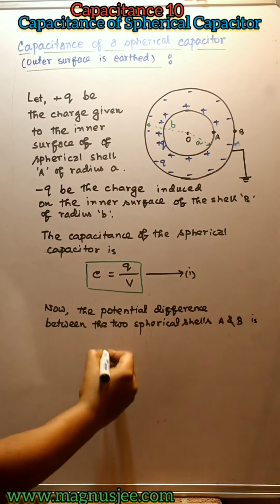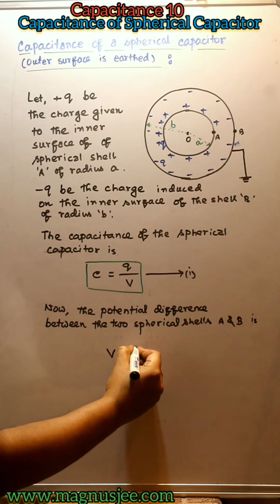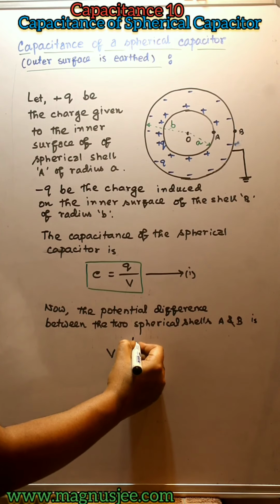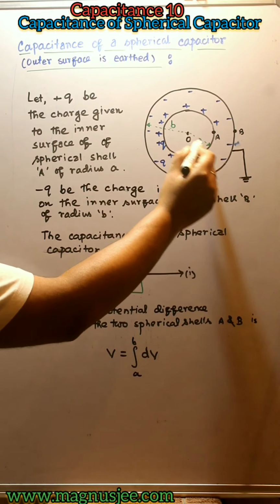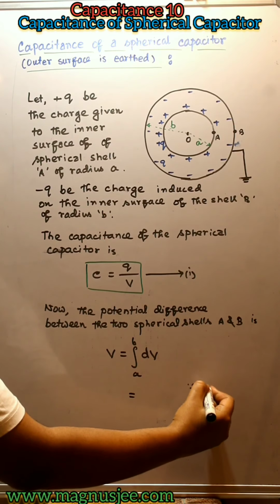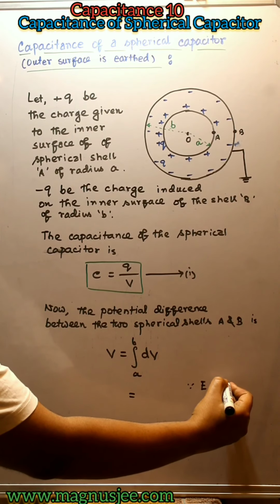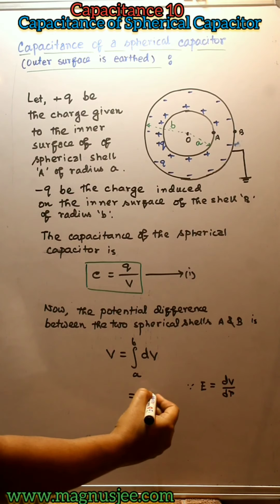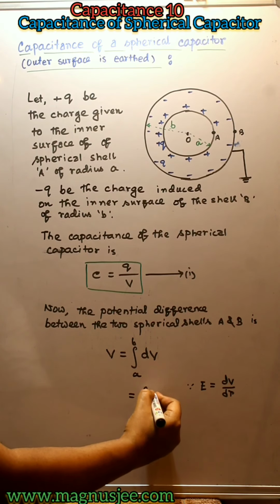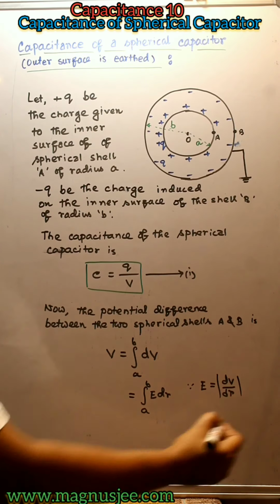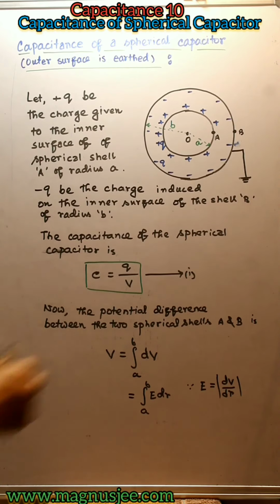the potential difference between these two points A and B, V equal to integration dV from A to B. Lower limit is a and upper limit is b, the radius of the outer shell. Since we know that field intensity is equivalent to the magnitude of the potential gradient, dV by dr. Actually E is equal to minus dV by dr, but here we consider E as only dV by dr. So in place of dV we can write E dr. So we get integration a to b E dr.